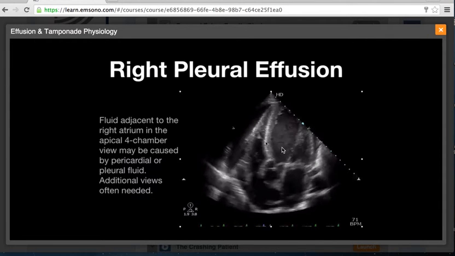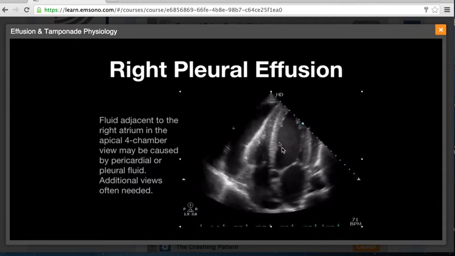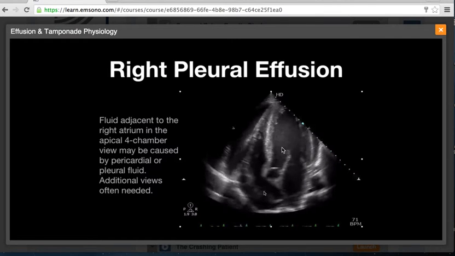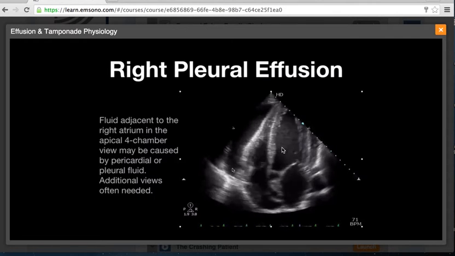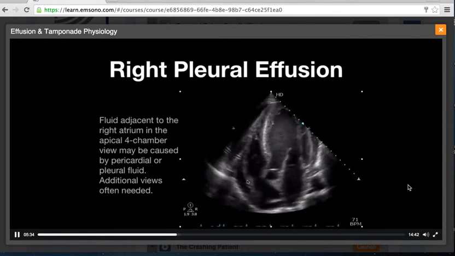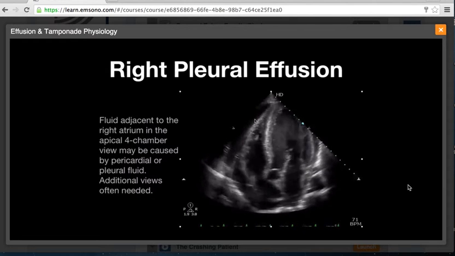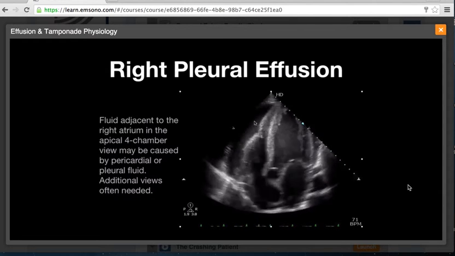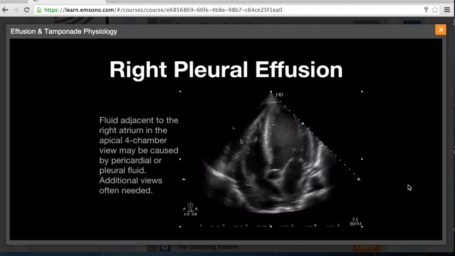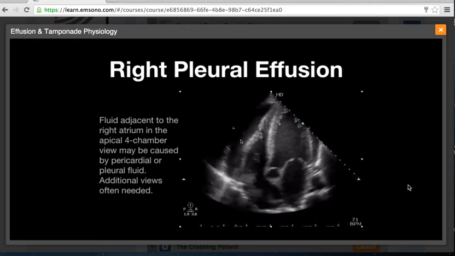Now here's an apical 4-chamber view, so right ventricle, left atrium, right atrium. Here you can see that this patient does have a very small pericardial effusion, but you also see this large fluid collection adjacent to the right side of the heart. That is a right pleural effusion.